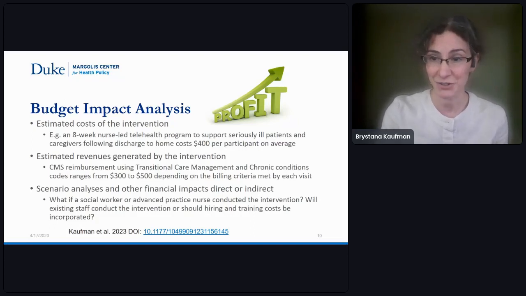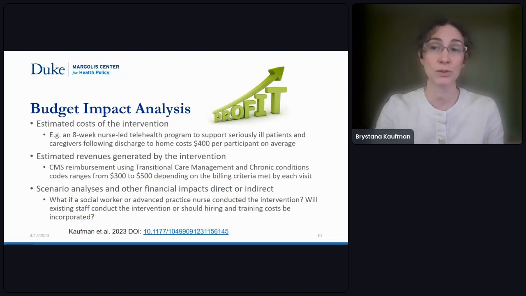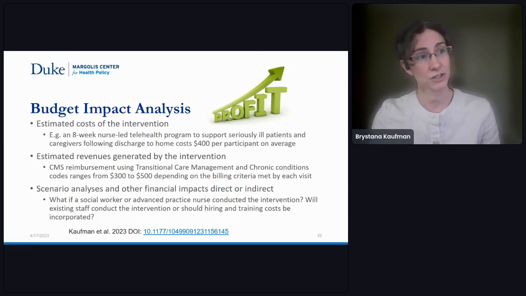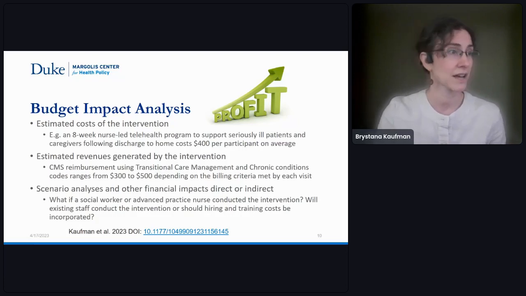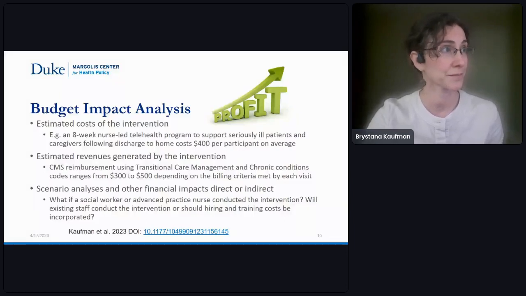So in the control trial, there was a nurse practitioner conducting the calls with the patients. And so we also conducted analyses looking at, well, what if a social worker were conducting those calls? How would that impact the cost? And you could also look at an advanced practice nurse. So those are some of the different ways that we can leverage a budget impact analysis to help support the implementation and dissemination of high value evidence-based programs.